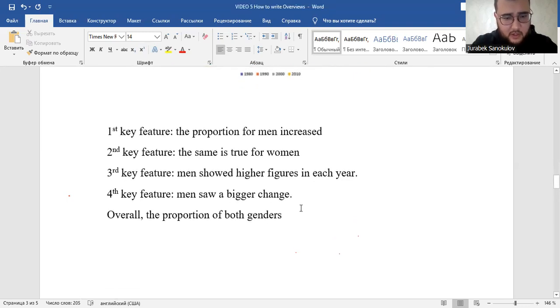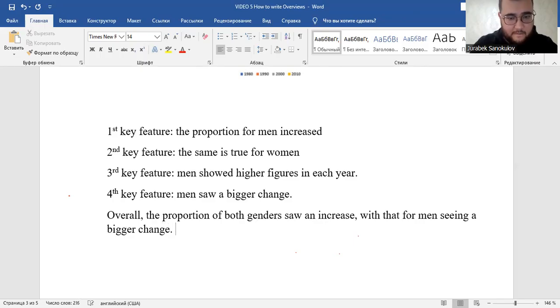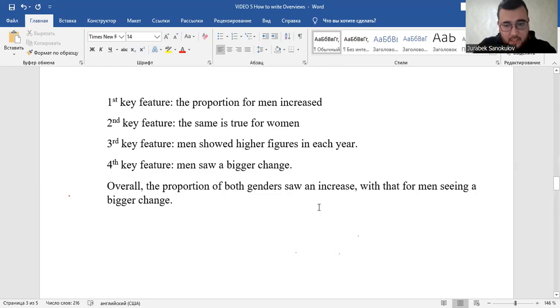The proportion of both genders saw an increase, with, let's say, men seeing a bigger change. Now let me explain what the "that for" means. Basically, that's called referencing, "that for". I use this to refer to this word, proportion. Now let me just show you how to do it.